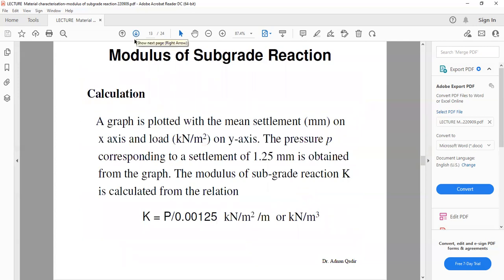The calculation is the same once you finish the experiment. You plot load on the y-axis and settlement on the x-axis, and the pressure corresponding to 1.25 mm settlement is obtained from the graph. The modulus of subgrade reaction is calculated from the relation K equals P over 0.00125, in kilonewton per meter cube. Please forgive me for this.